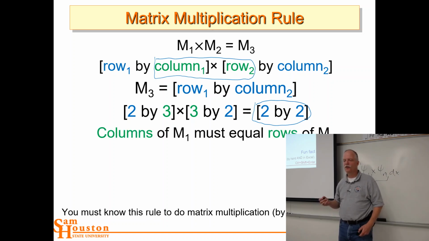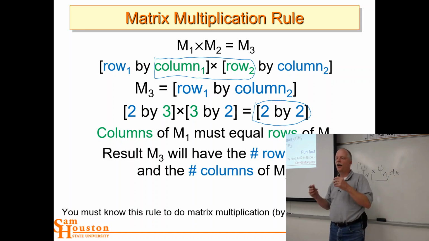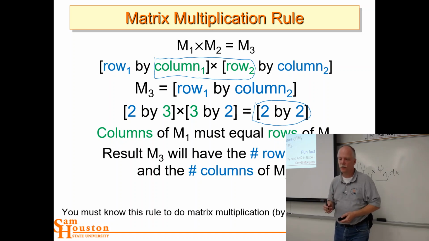And so the columns of M1 must equal the rows of M2, and then the result, M3, will have the rows from M1 and the columns from M2. And so once you select that 2 by 2 matrix, then you can say equals MMULT, and then select M1, comma, select matrix 2, close parenthesis, Control Shift Enter, and then the 2 by 2 matrix will have the result in it, and it'll be done.